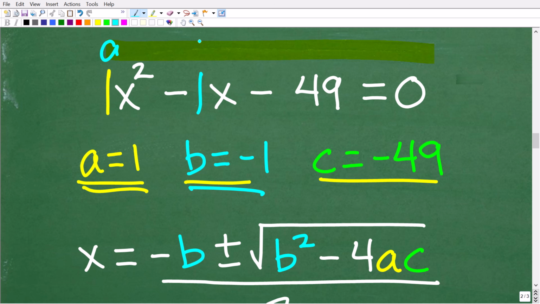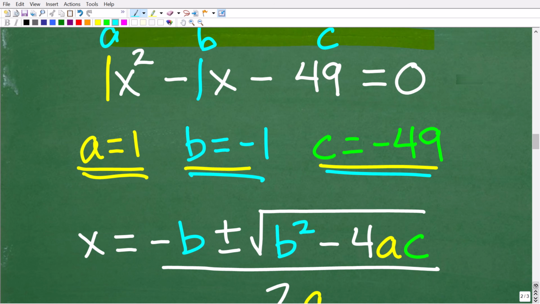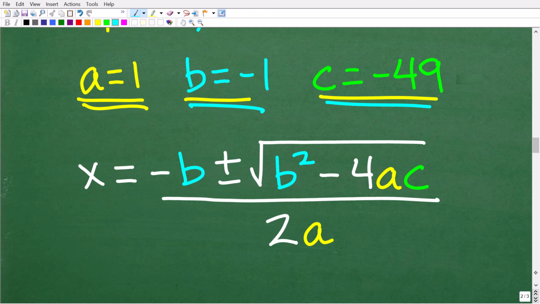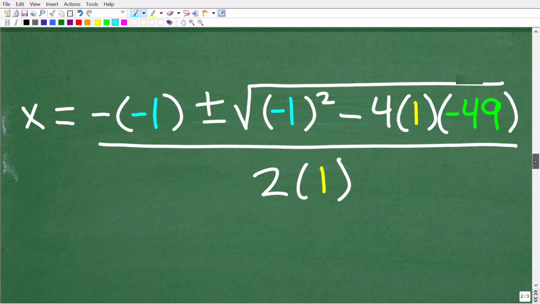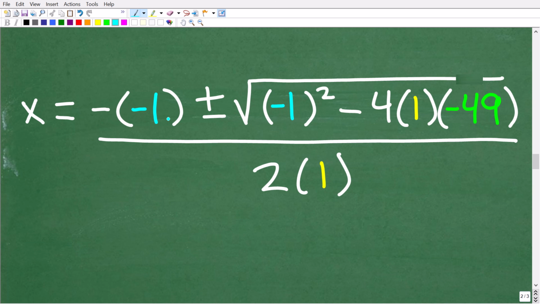So remember, this is a, this is b, and this is c. And then our constant here is negative 49. So that is what c is equal to. All right, so we have our a, b, and c values, and we have our quadratic formula. So all we have to do is plug in a, b, and c for these respective variables into the quadratic formula. All right, so let me go ahead and show you that work right now. So there you go. All right, so x is equal to negative of a negative 1 plus or minus the square root of negative 1 squared minus 4 times 1 times negative 49 all over 2 times 1.